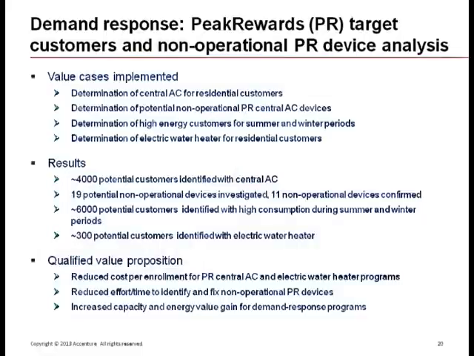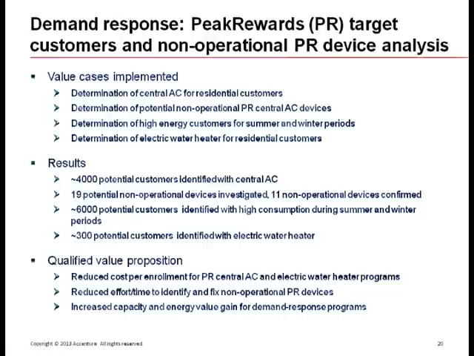So for demand response business area, we have identified potential customers with central AC, potential customers with electric water heaters, high energy customers for summer and winter period, and potential non-operational peak reward devices. To identify potential customers with central AC, we created a control group of customers with central AC and a test group of customers with similar usage profile. And we did comparative analysis of control group and test group, and that helped us to identify potential customers with central AC devices. Similar analysis was done for electric water heater as well.